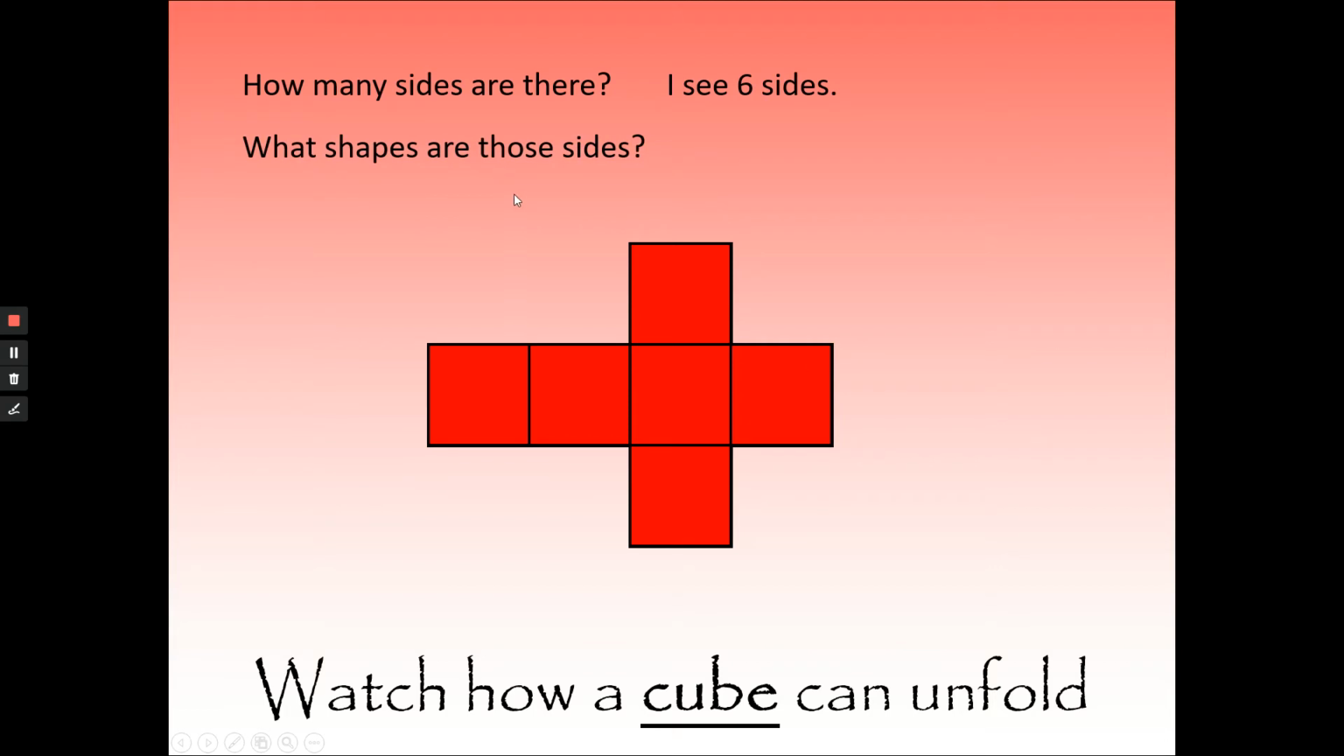So what shapes are those sides? Because that tells us what area formulas we're going to use. Because it's a cube, all 6 of those sides are going to be squares. That's going to make this a little bit easier for this first example.